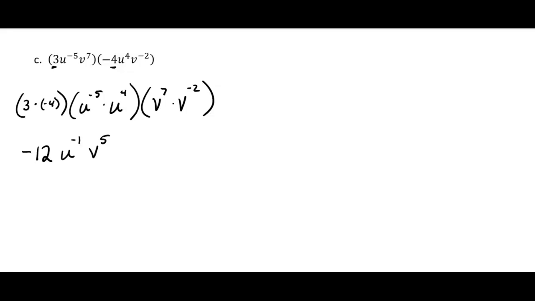It's not going anyplace. The u, though, that has a negative exponent, so it's got to go downtown. The v, totally happy where it's living, is going to stay in the numerator. So my answer is going to be, over here, negative 12 v to the 5th over u. You don't have to put to the power of 1. It's understood to be there.